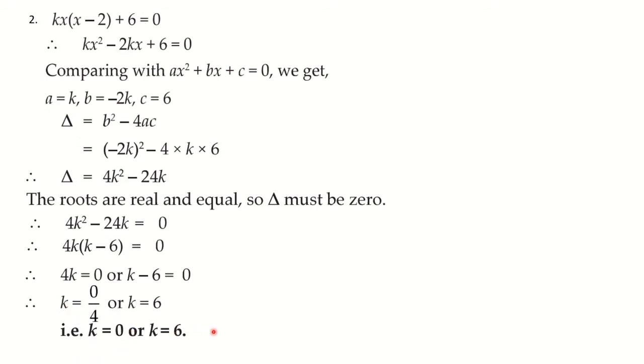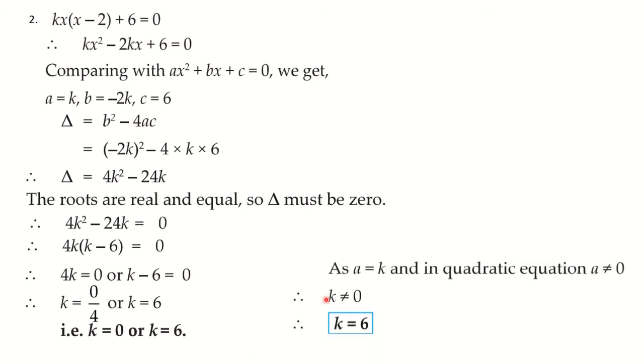So you need to write down as a statement that as a is equal to k and in quadratic equation a cannot be 0, then k cannot be 0. Therefore, the correct value of k is what? 6. In the previous question, both the values were considered because k appeared in place of b, it did not appear in place of a. But whenever it's appearing in place of a, always check that a should not be equal to 0.